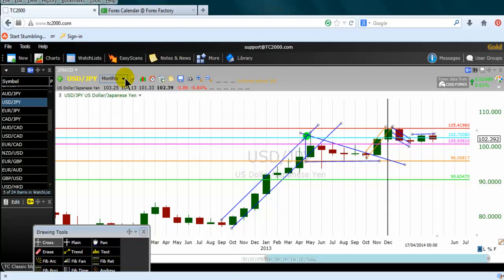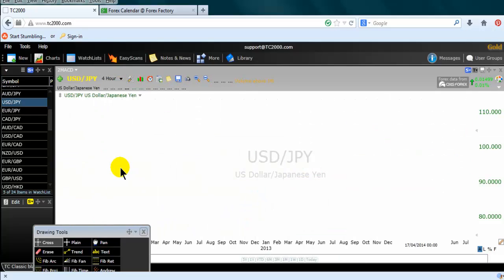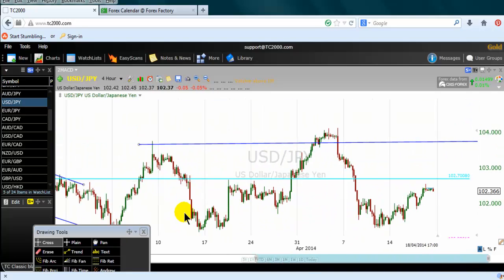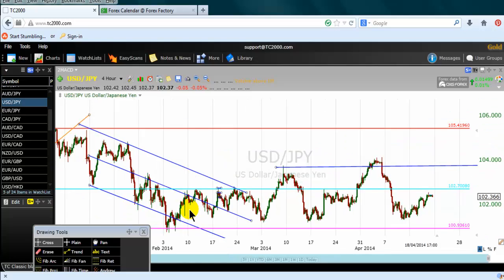If we go, for instance, ladies and gentlemen, to the 4-hour chart, okay, let's go to the 4-hour chart. We are talking about how to trade the dollar yen, all right? We want to combine the technicals and the fundamentals. I will refer traders back also to www.forexfactory.com.